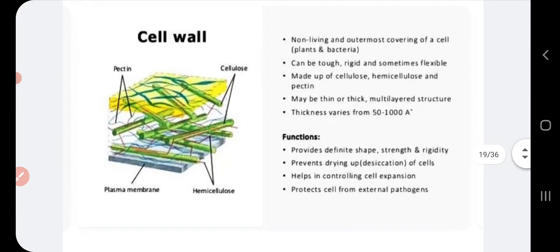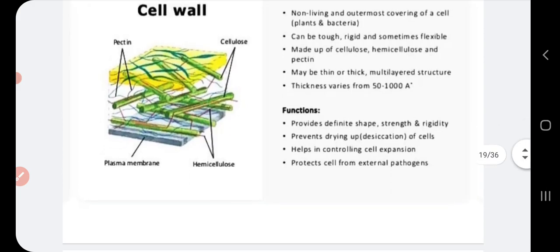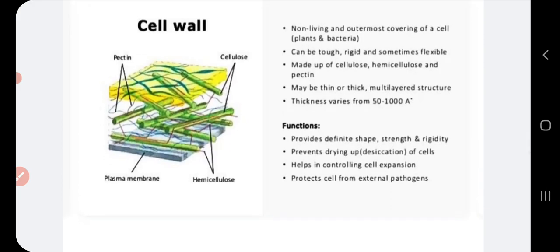Now the cell wall. The cell wall is the non-living, outermost covering of the cell. It can be tough, rigid and sometimes flexible, made up of cellulose, hemicellulose and pectin. This is only the cell wall; the outer covering of the cell is known as the cell wall. The parts present in the cell wall are pectin, cellulose, hemicellulose and the plasma membrane.